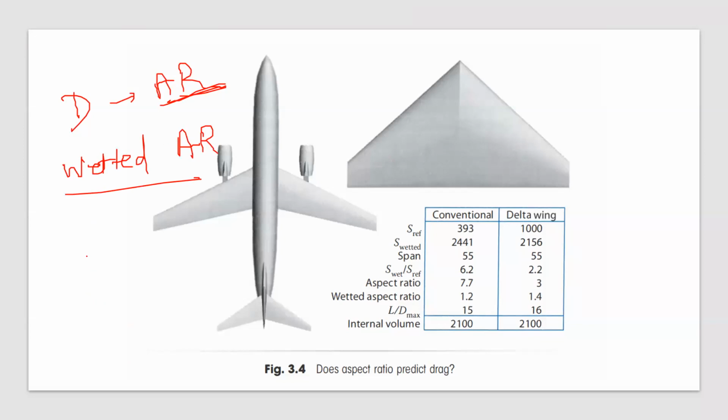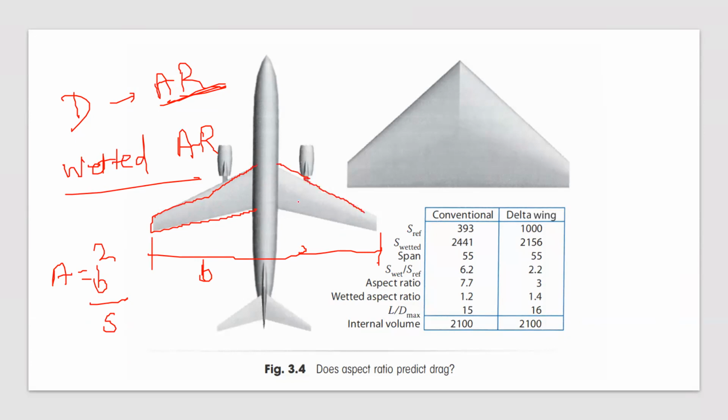What is aspect ratio? Aspect ratio is usually defined as b squared divided by S. So b is the span of the aircraft. Now, what is this S? This is your wing area.